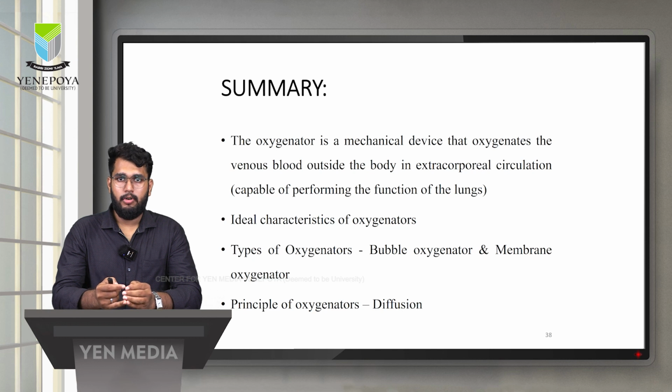Then we came to know about what a bubble oxygenator is and what a membrane oxygenator is. In a bubble oxygenator, there is direct contact between air and blood. As a result, there may be a chance of air embolism. And in a membrane oxygenator, the blood and the gas are separated by a semi-permeable membrane. And the principle of the oxygenator is diffusion. Both oxygenators work on the common principle, that is diffusion.